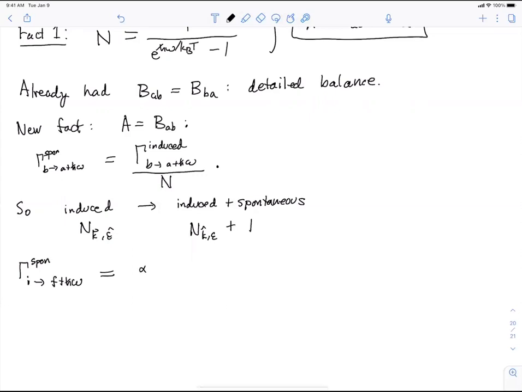So this is, for example, alpha omega over 2 pi me squared c squared. This is in the version where we're writing it in terms of the photon occupation number, except effectively for spontaneous emission, the photon occupation number is just 1.